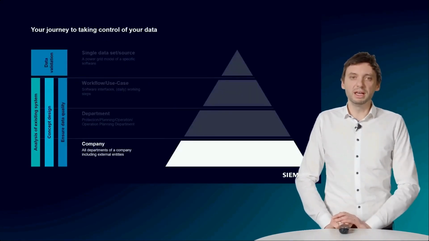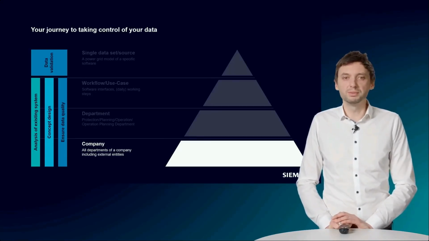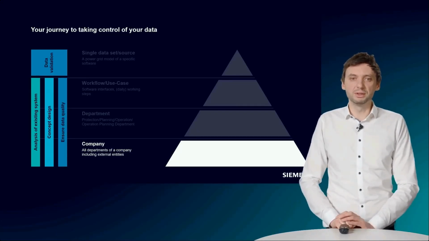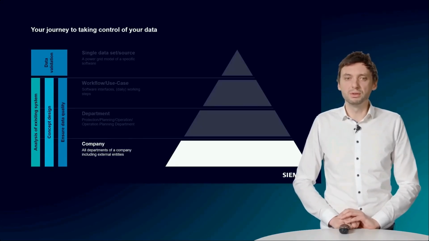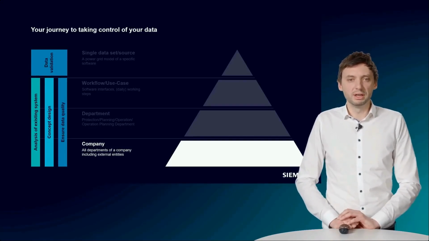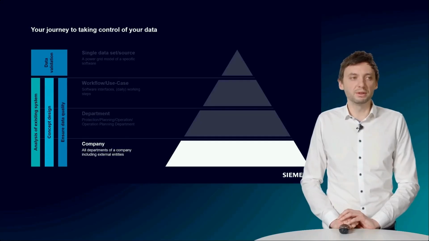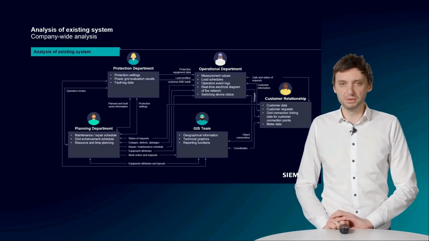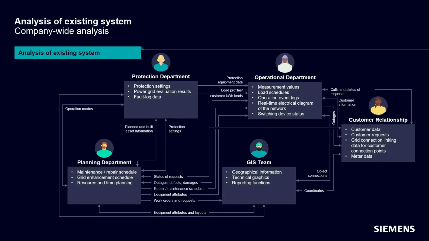Now I had talked to you to focus on specific use cases, on a very deep level. And now let's go two steps back, not focusing on a department, but focusing on the overall company. Also for the overall company, it should be a global approach to analyze the system and derive a concept design, and last but not least, ensure the data quality of your overall company with all the departments involved. I have also given here an exemplary structure of a power grid operator company. You have a protection department, operational department, planning departments, IT team, customer relationship teams.